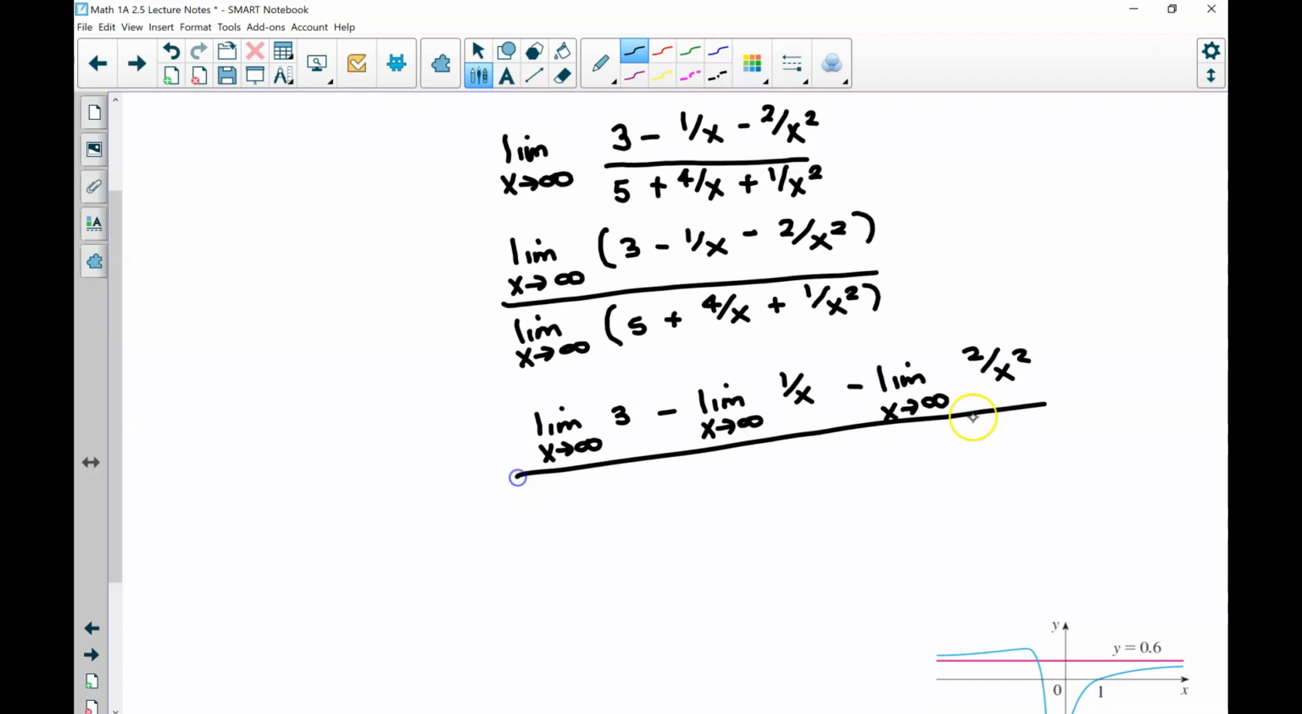And then we divide that by the limit as x approaches infinity of 5, plus the limit as x approaches infinity of 4 over x, plus the limit as x approaches infinity of 1 over x squared. Now we can evaluate the limits. So what happens when we evaluate these limits?